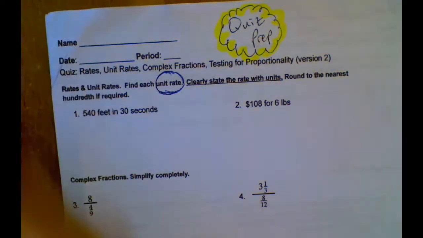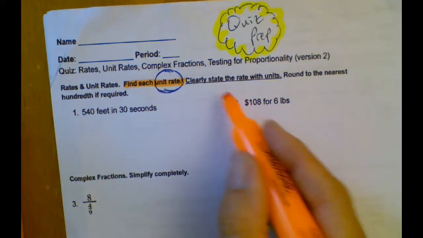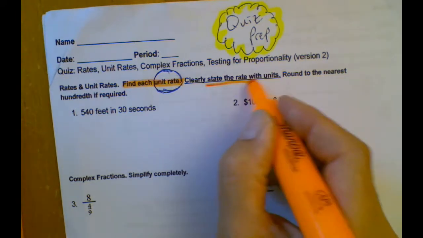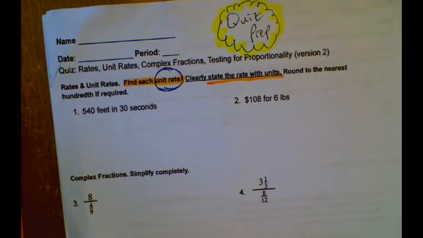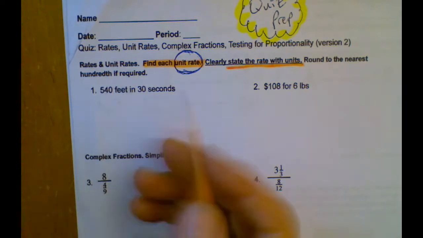Find each unit rate. So I want to find the unit rate. Clearly state the rate with units. That means I'm going to have to add the words that describe the meaning of the numbers. Round to the nearest hundredth if required. So maybe it needs it, maybe it doesn't.